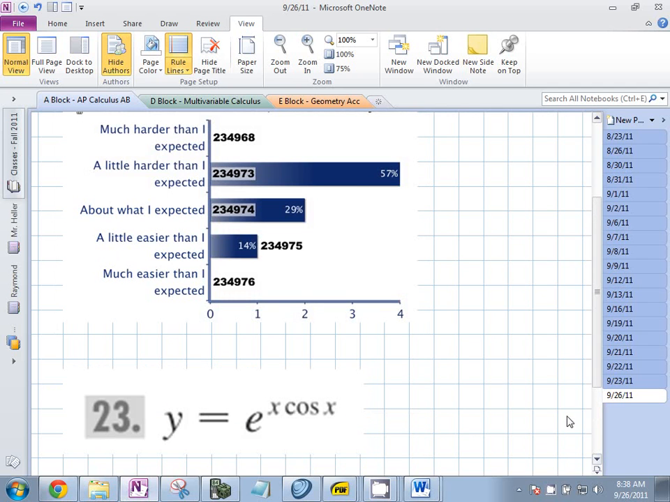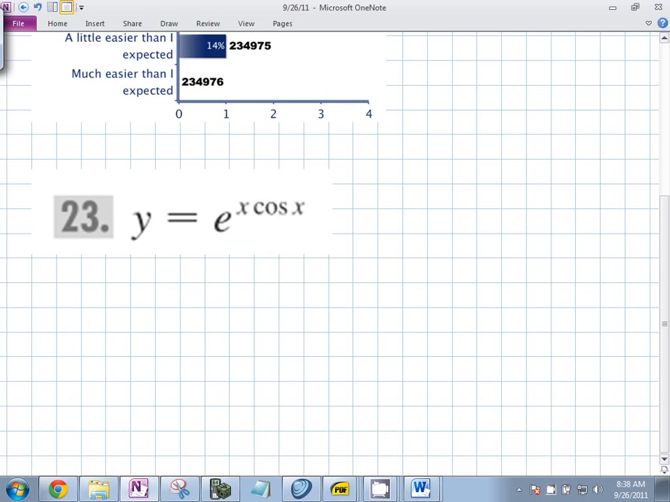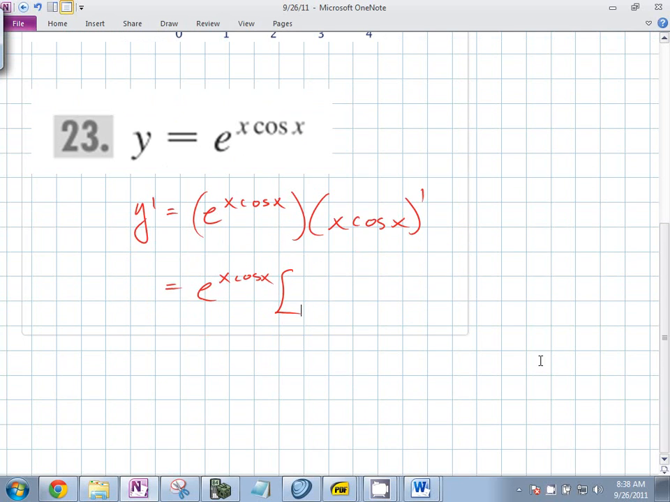So you're just differentiating this, right? That's what it asks you to do? Yep. Okay, so y prime is going to be e to the x cosine x times what? The derivative of x cosine x. That's correct. So that's going to be e to the x cosine x times, and what rule do you have to use to differentiate x cosine x? Product rule. The derivative of the first times the second plus the first times the derivative of the second.